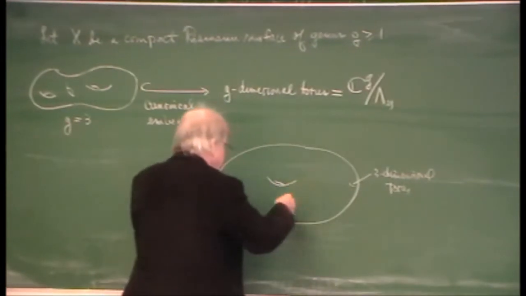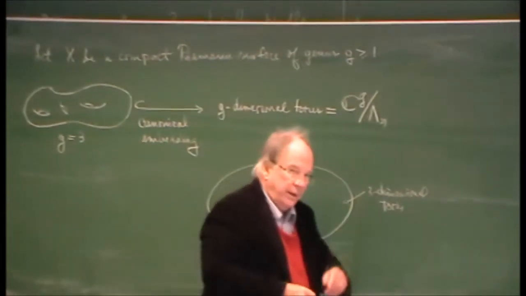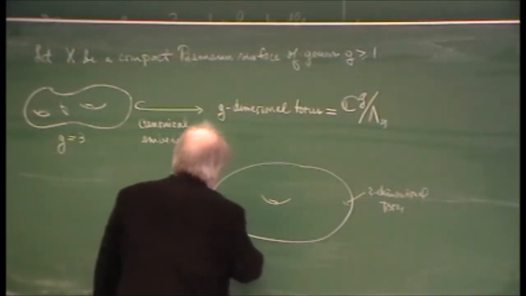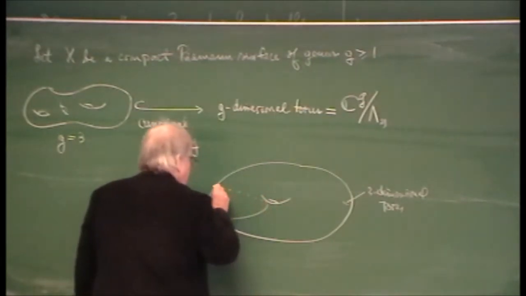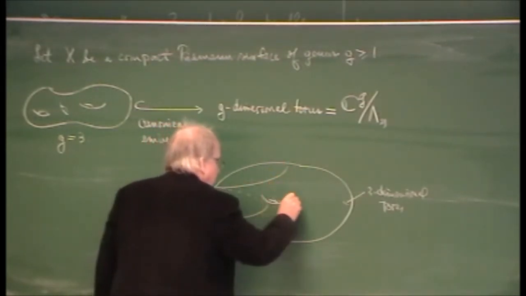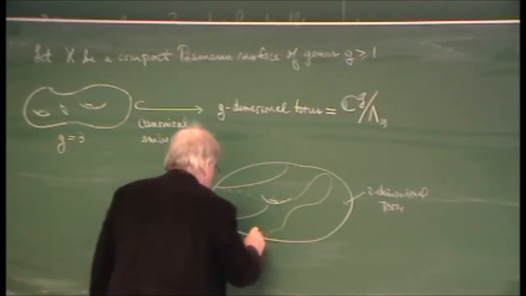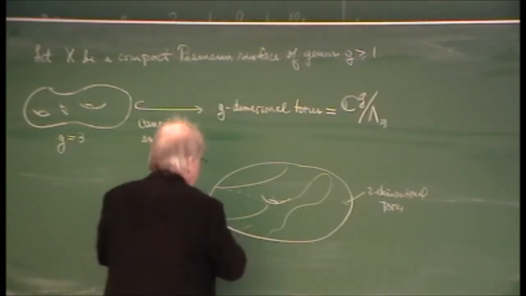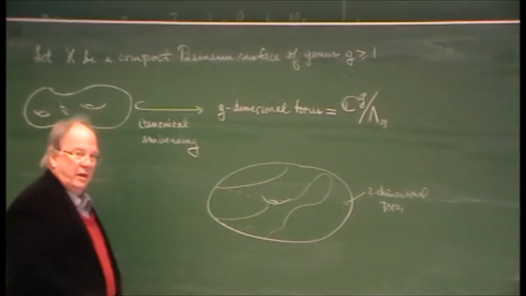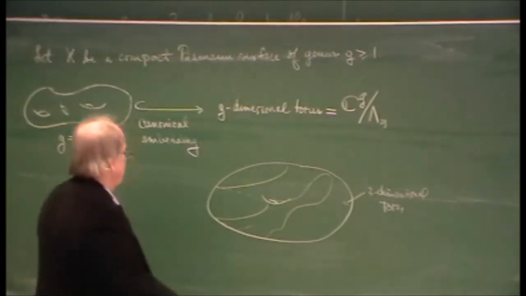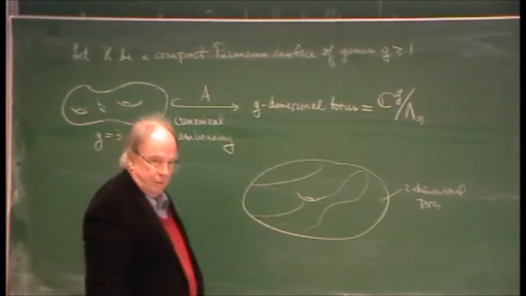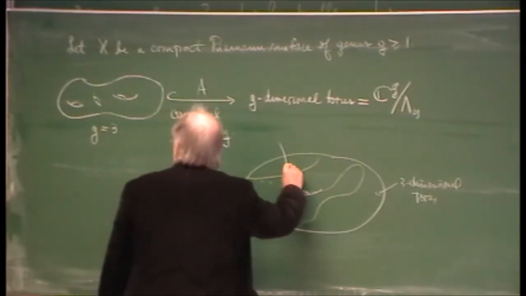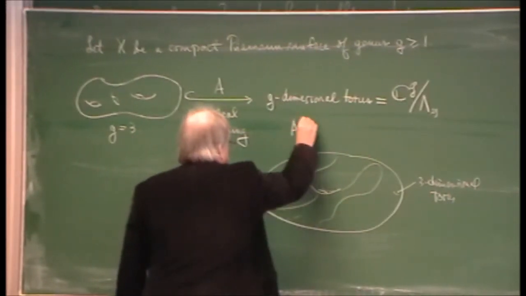I'll draw it, okay, there it is, it's not very good. It's an embedding, it's a closed embedding. So it's going in here, going around. This is a Riemann surface. This mapping here is due to the great mathematician Abel. So I call this A for Abel's map. So this is the mapping. So this is the curve, this is the Riemann surface X. So this is A of X.